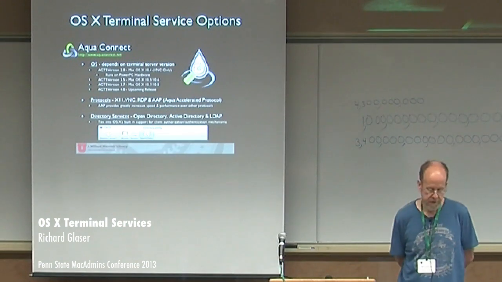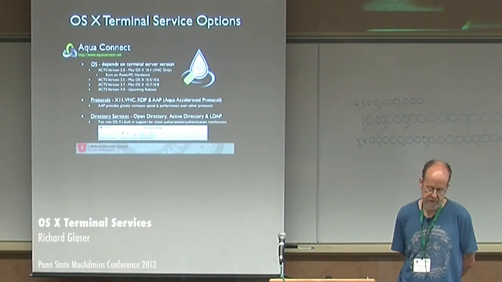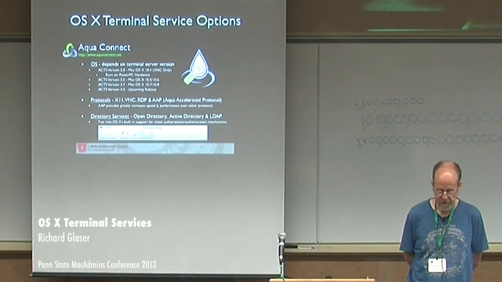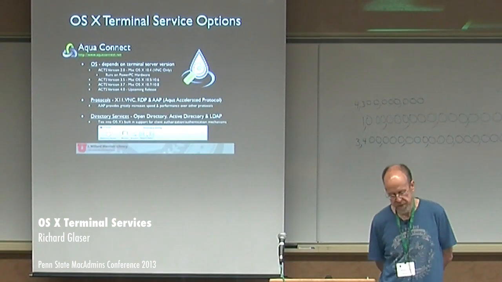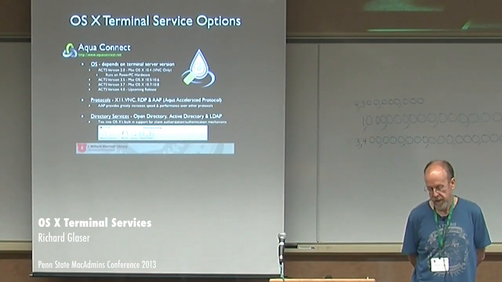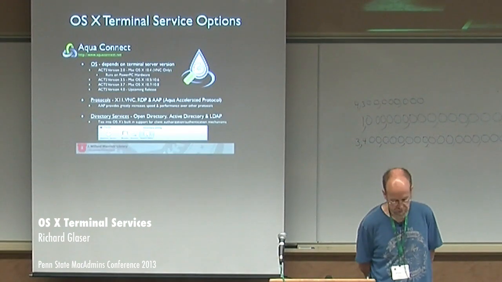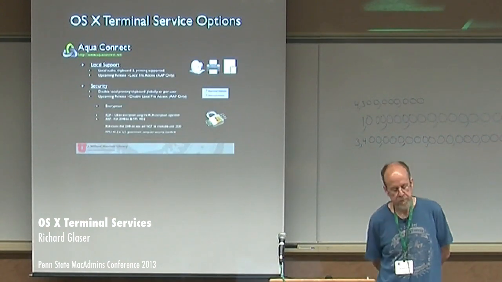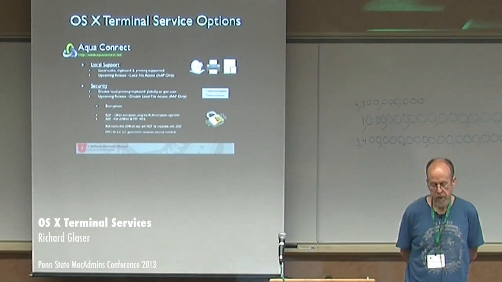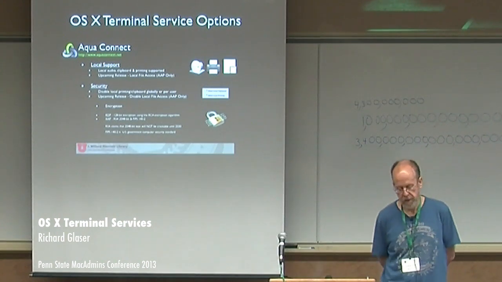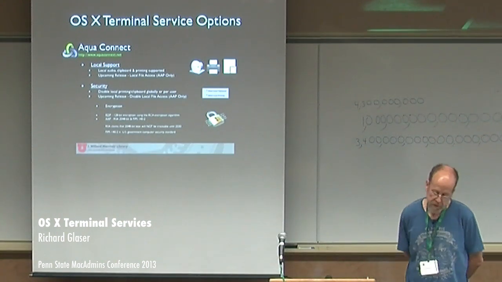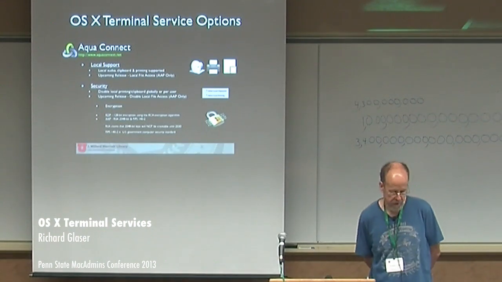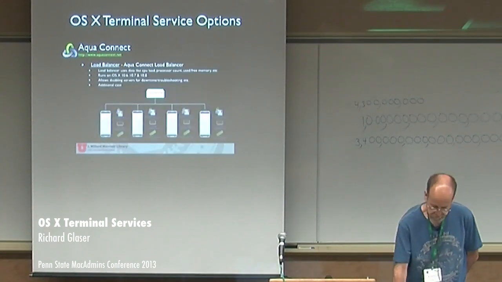Aqua Connect basically runs on OS X 10.4 to 10.8. It does support PowerPC, so if you have a need to allow people to run PowerPC code, they will support it. Supports X11, VNC, RDP, and Aqua Accelerated Protocol, which is called AAP. Supports directory services, Open Directory, Active Directory, and LDAP. It provides local support for local clipboard, printing, and in a future release will support local file access. In regard to security, it supports high encryption, RSA 2048, and FIPS, etc.